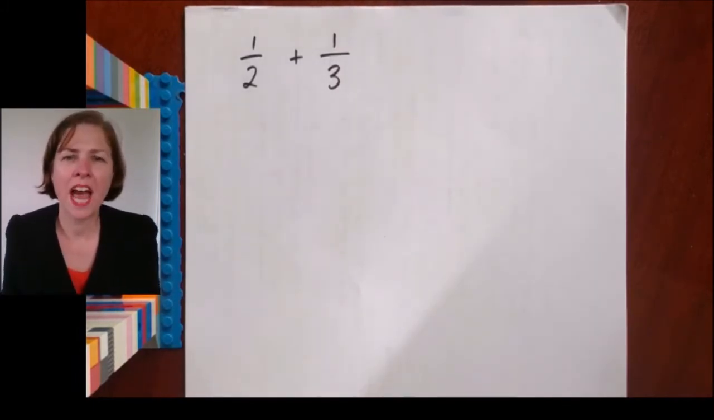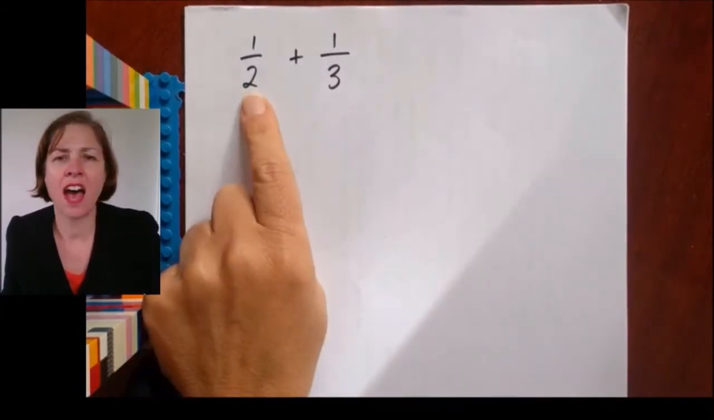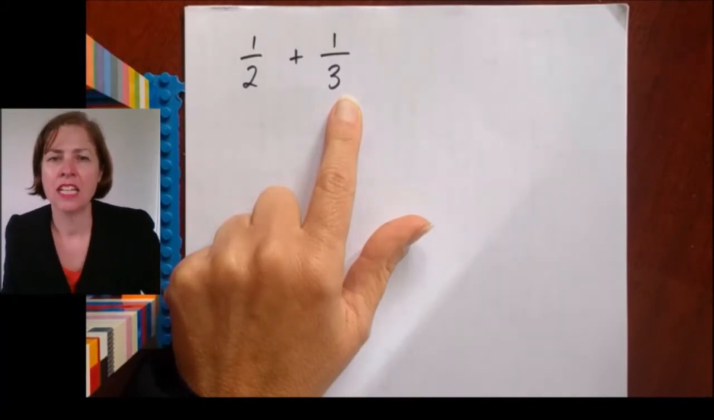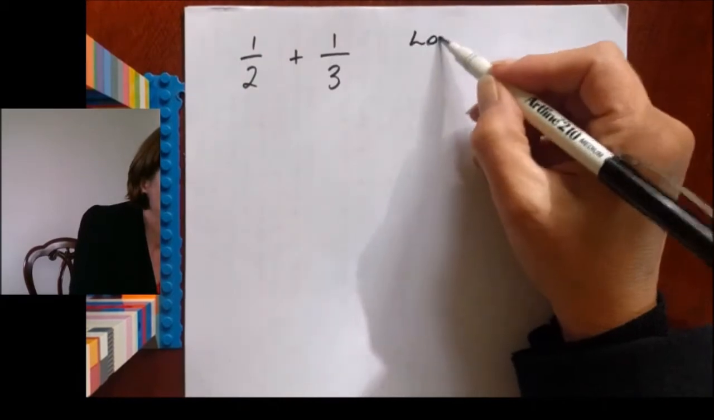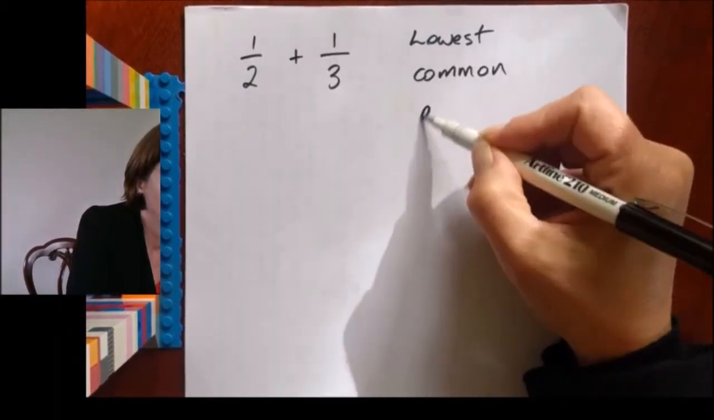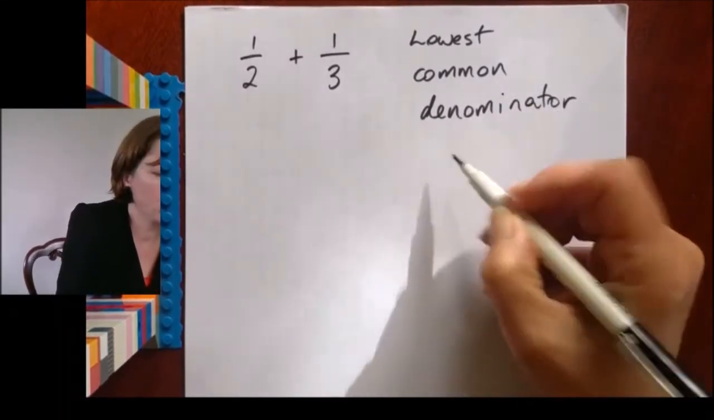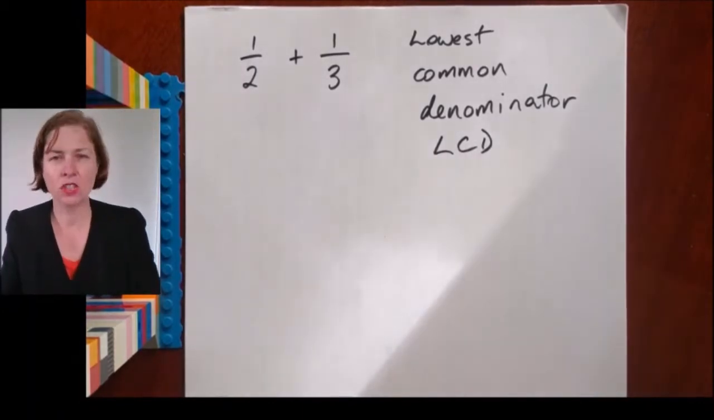I've got 1/2 plus 1/3 written there, and I need to change the half size pieces and the third size pieces into all the same size. So what I need to find is the lowest common denominator. You may have seen this before. We call it the LCD, lowest common denominator. Let's look at those words.